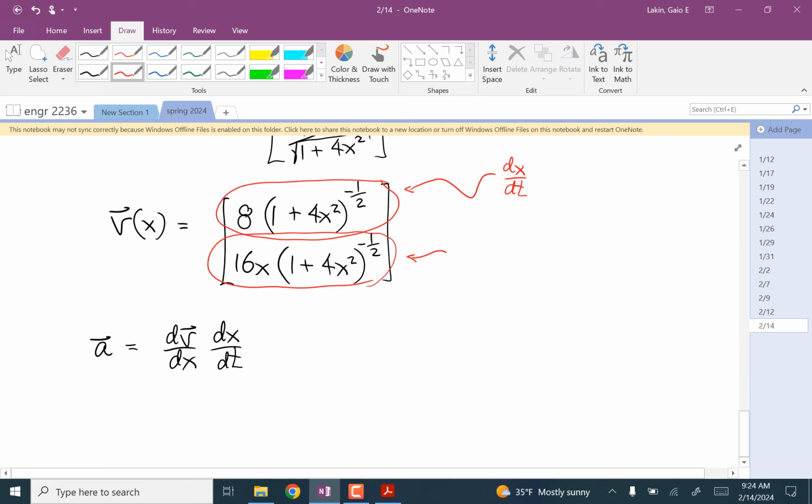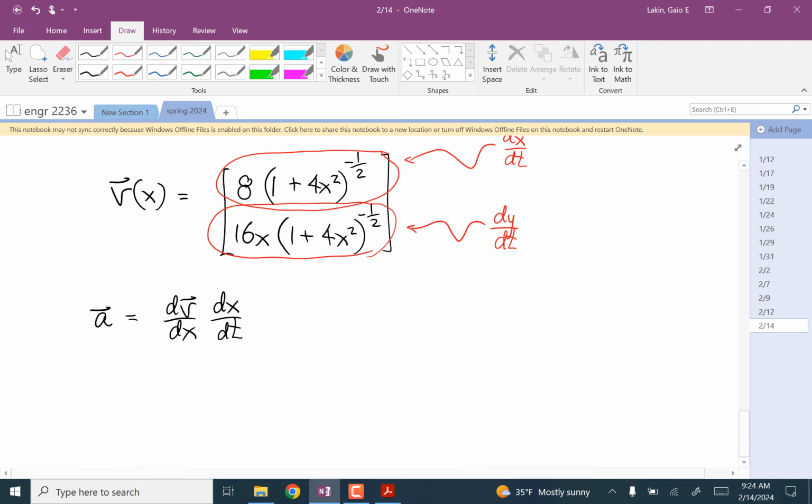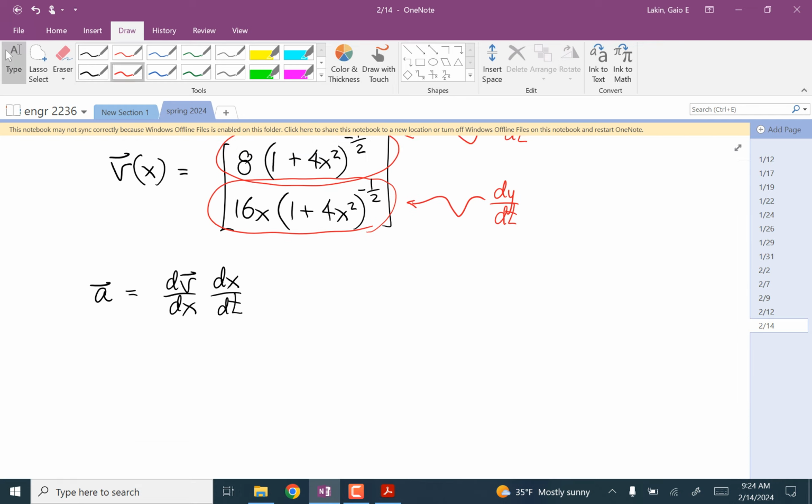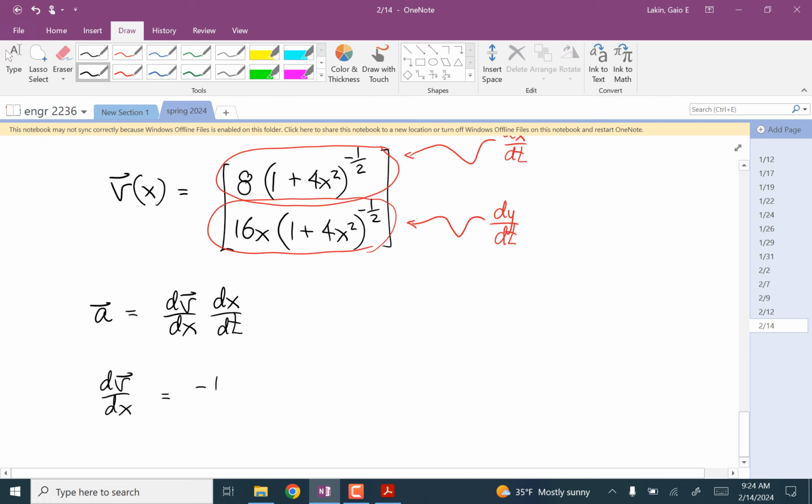This one is dy/dt. That doesn't come up in this problem, but that's just using the definition of the velocity vector. Okay, so dv/dx is equal to -1/2 times 8 times (1 plus 4x squared) to the -3/2 times 8x. That one wasn't so bad.